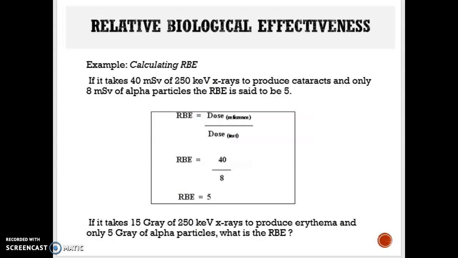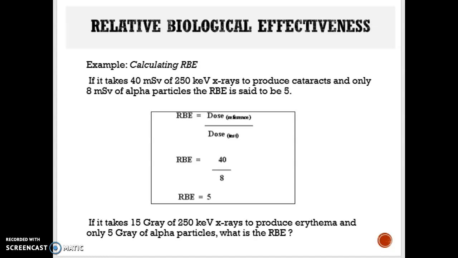But before we move on to the next point, I'd like you to try and attempt this calculation. Pretty simple. So here you can see in this formula, it takes about 40 millisievert of 250 kiloelectron volts of X-ray to produce cataracts, and it takes only 8 millisievert of alpha particles to produce cataracts. So comparing these two, we have to determine the relative biological effect. And in this case, it is said to be 5.